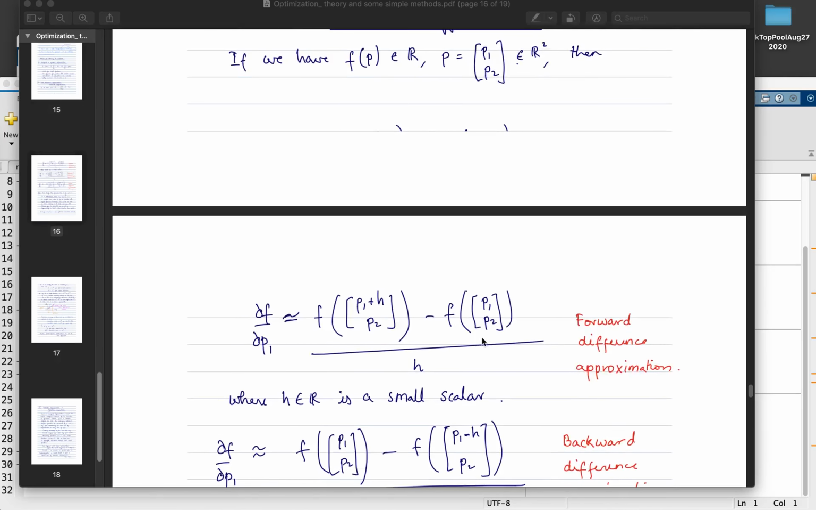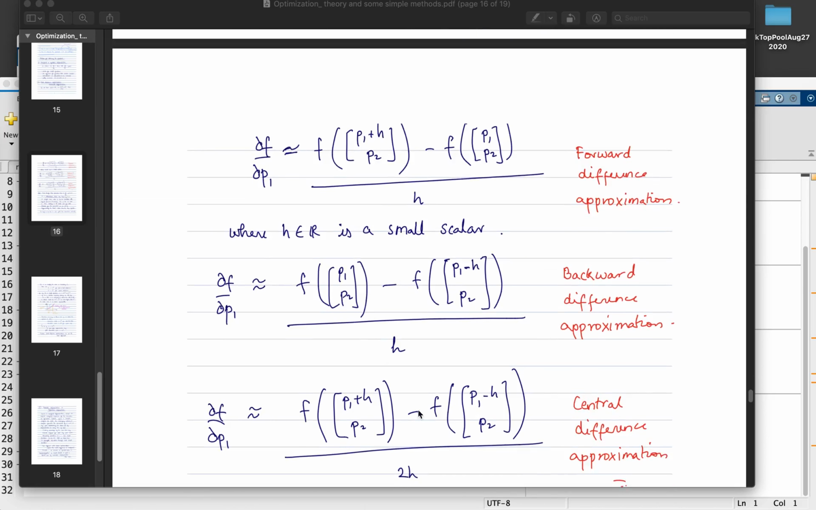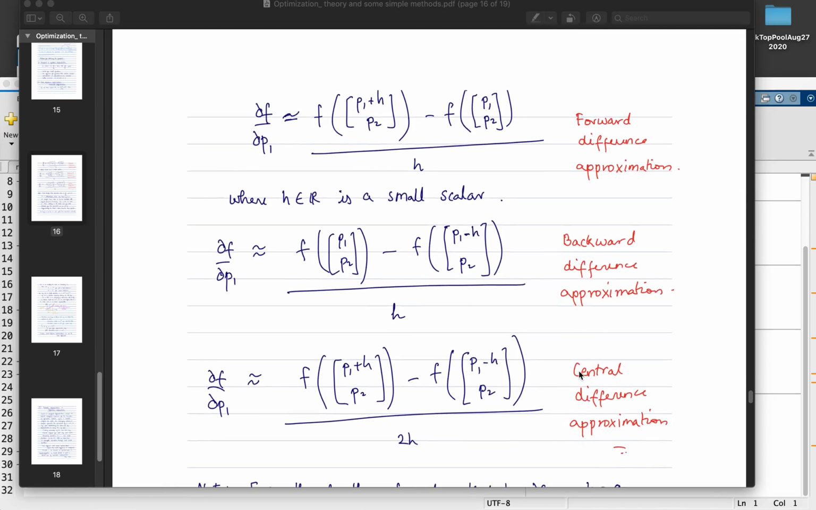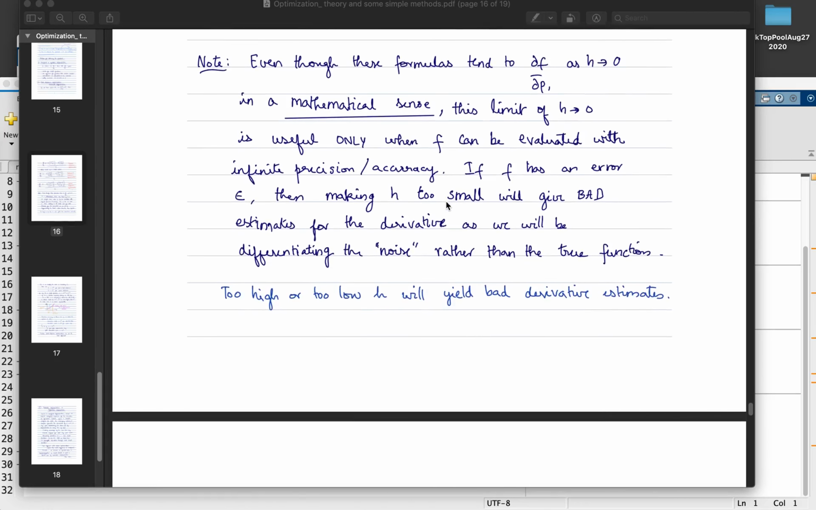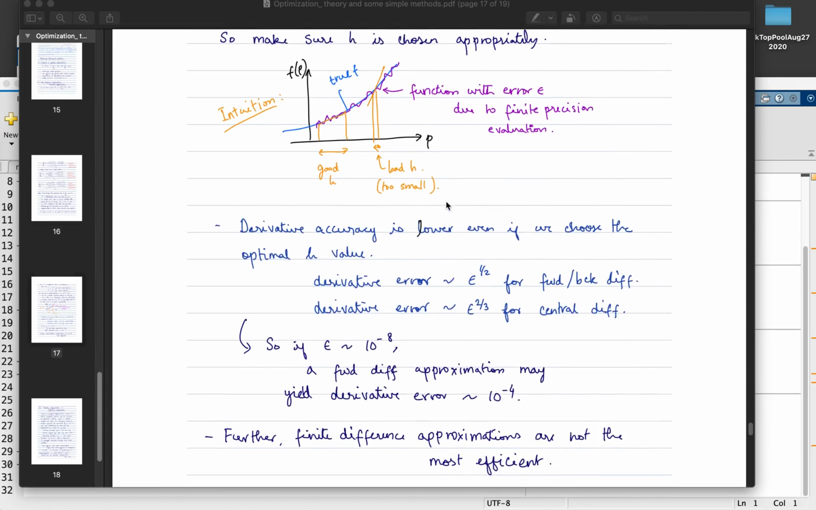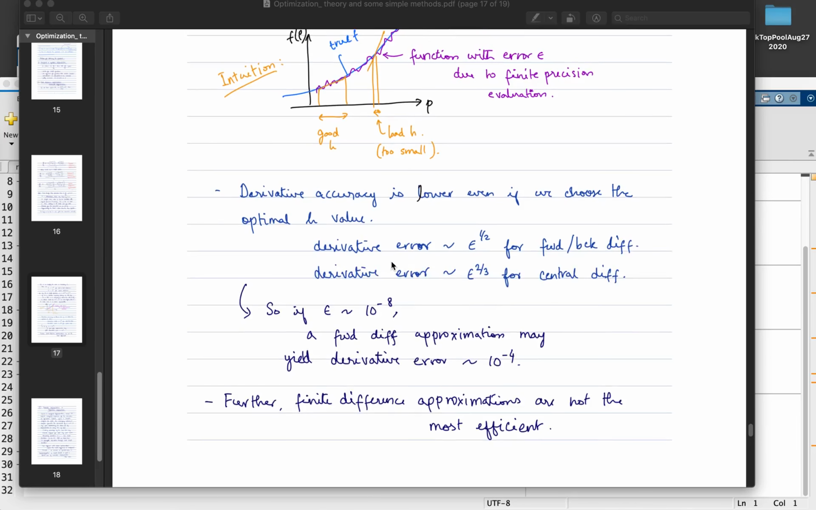If you're anyway evaluating the function at the current p, you have to do one more function evaluation to estimate the derivative. But for the central difference approximation, you need more function evaluations. So people often use forward difference approximations or backward difference approximations to estimate the derivative.